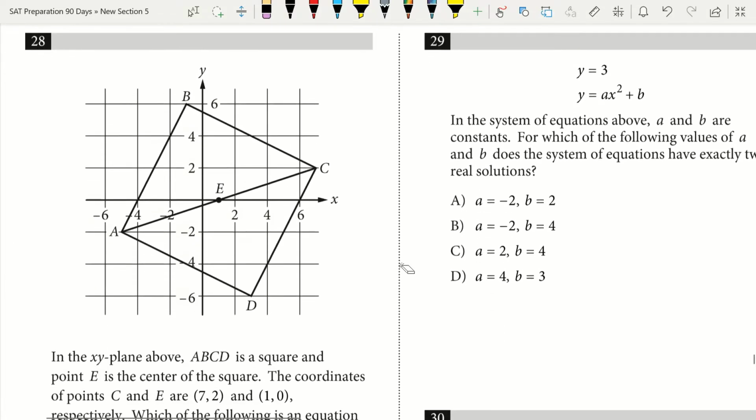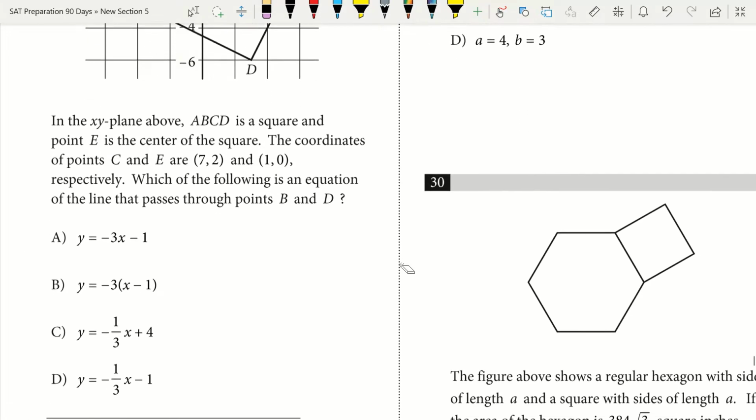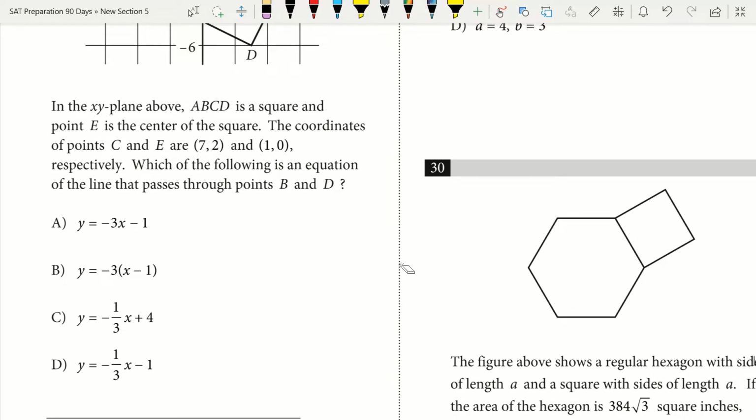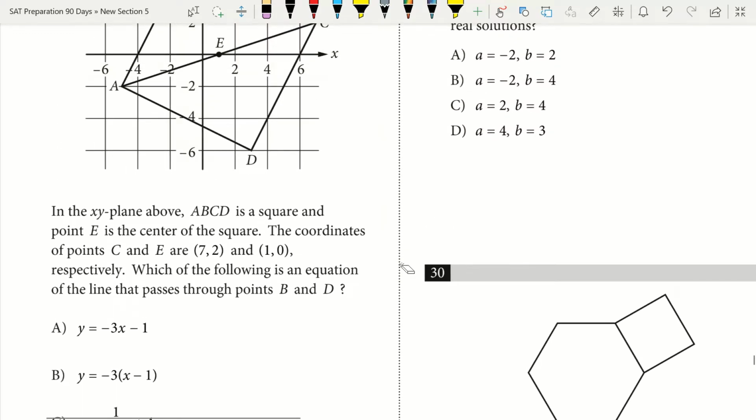All right, 28. So I've got a graph here. In the xy plane, ABCD is a square and point E is the center of the square. The coordinates of points C and E are 7, 2, and 1, 0 respectively. Which of the following is an equation of a line that passes through points B and D? All right, so an equation of a line that passes through points B and D.